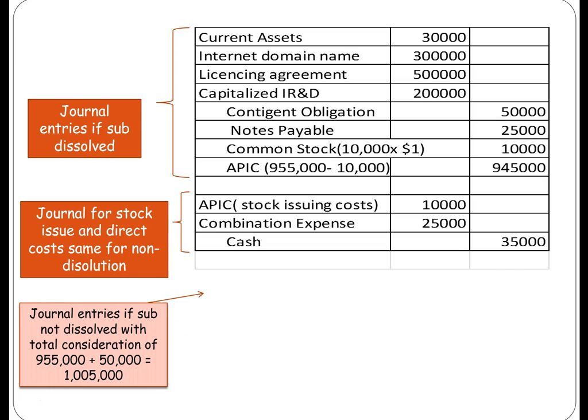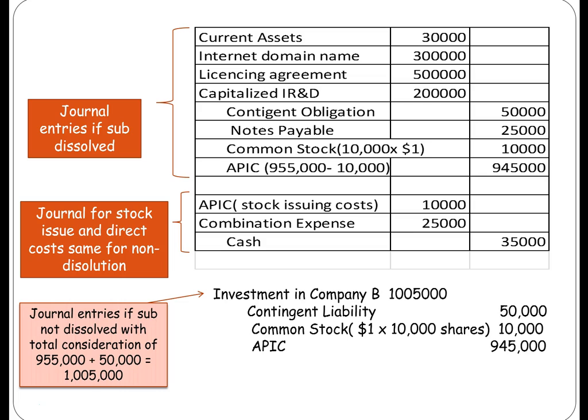Now, what would the journal entry look like if the subsidiary had not been dissolved? Well, it would look like this. Investment in Company B would be $1,005,000. You'd book the contingent obligation of $50,000, the common stock at $10,000, and additional paid-in capital at $945,000.